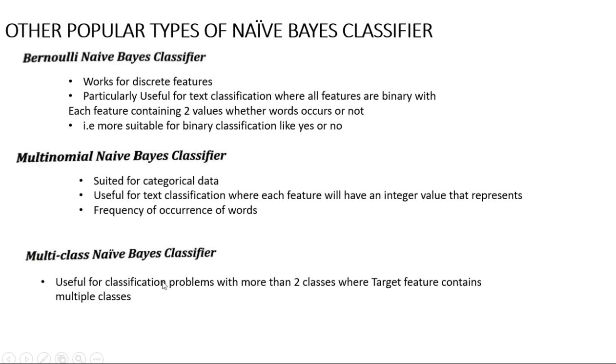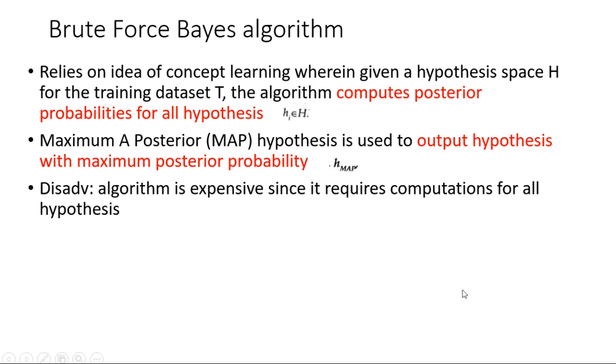The third one is the multi-class naive-Bayes classifier. That means if I do not have just two classes, if I have more than two classes, then I go for the multi-class naive-Bayes classifier, where the target feature will have multiple classes.